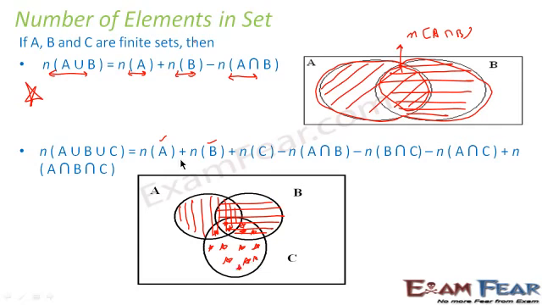So this is what we have done: number of elements in A plus number of elements in B plus number of elements in C. So what we observe here is this area is counted twice. This area is also counted. This area is counted thrice actually. So I'll write 2 here. This area is counted twice, one with the star, one with the horizontal line. This area is also counted twice, one with the vertical line, one with the star. And this area is counted thrice.